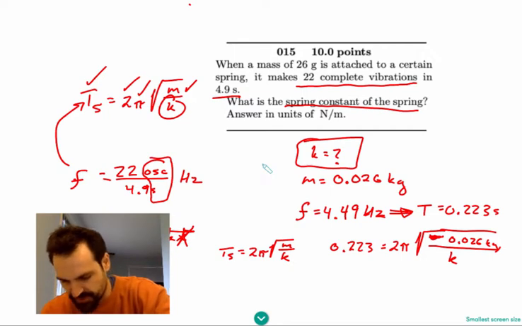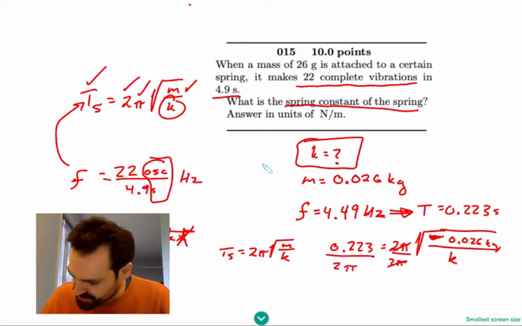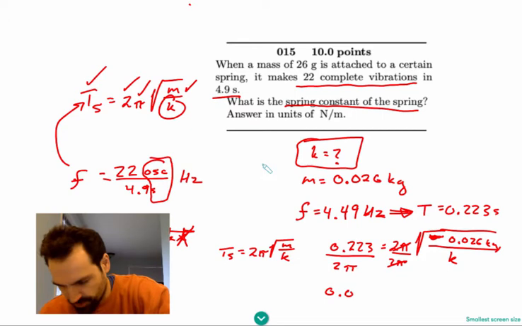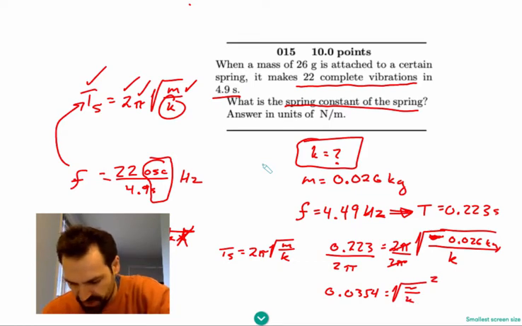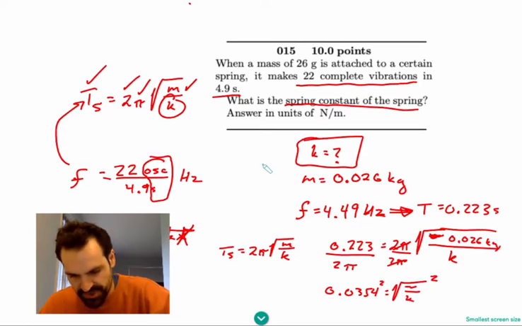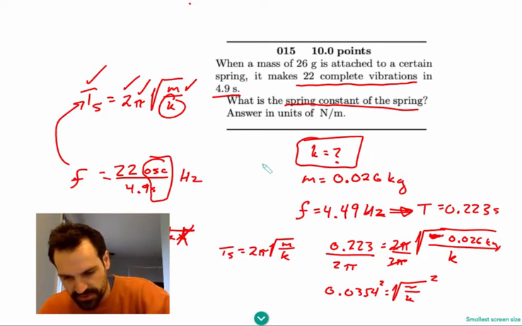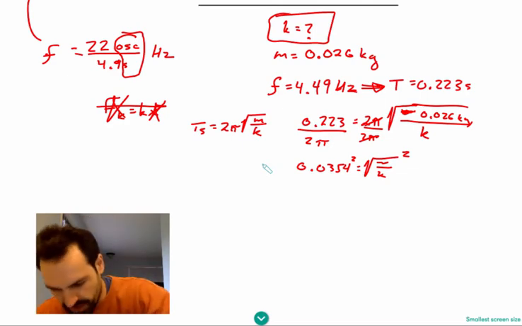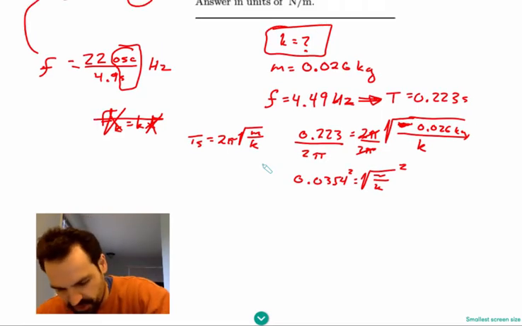So the first thing I'm going to do is divide both sides by 2 pi, so I can cancel that out. Dividing by 2 pi is going to give 0.0354 equals the square root of m over k. And then I'm going to square both sides. I'm going to shift this up a little bit so I have a little more room. So now I'm going to square both sides. And oh boy, that's becoming very, very small.